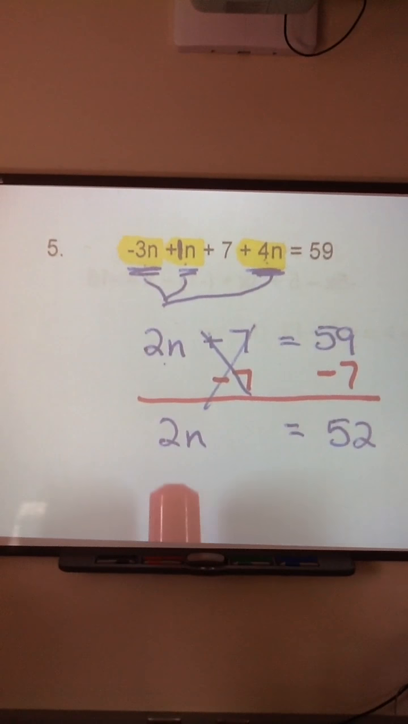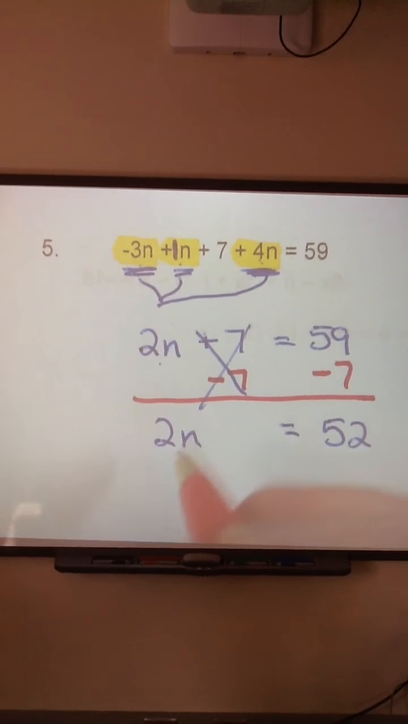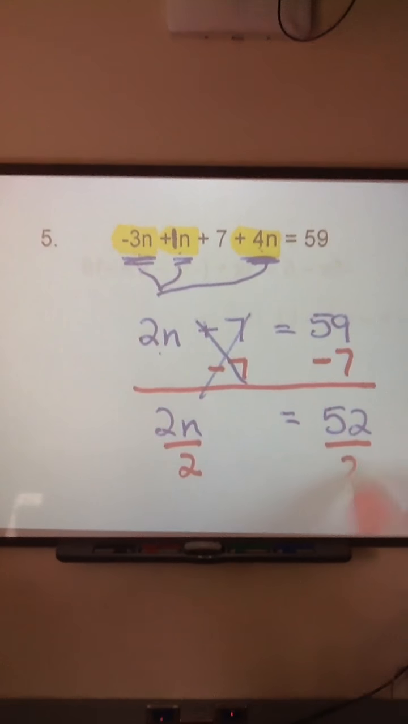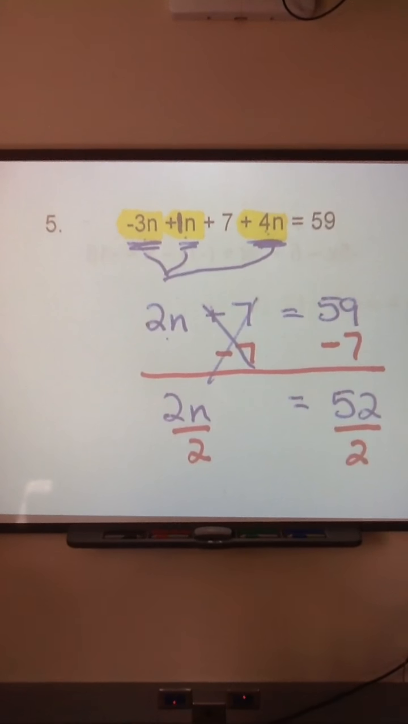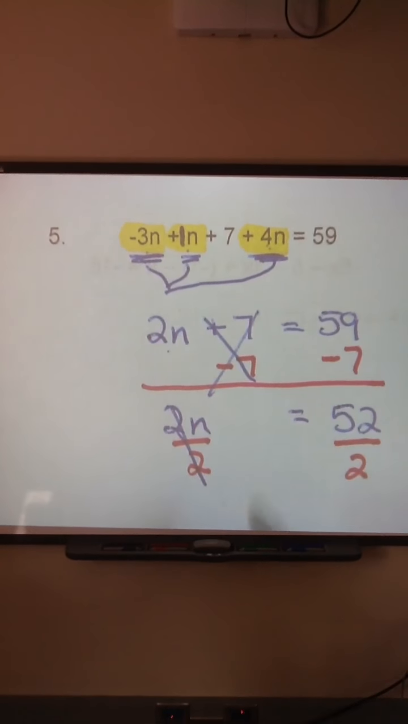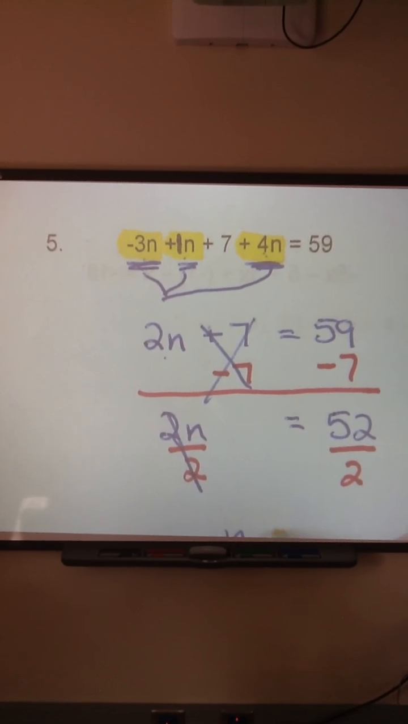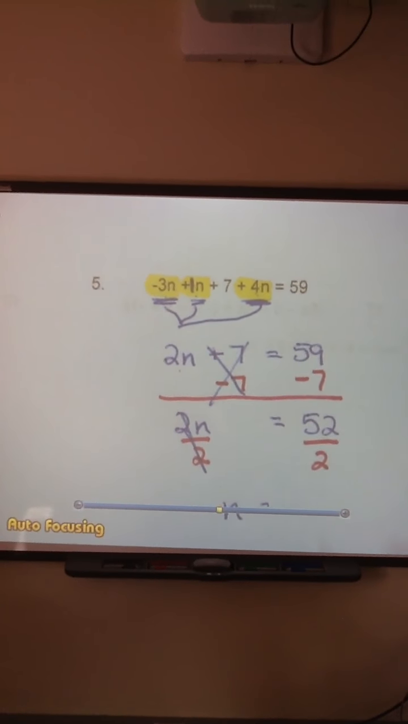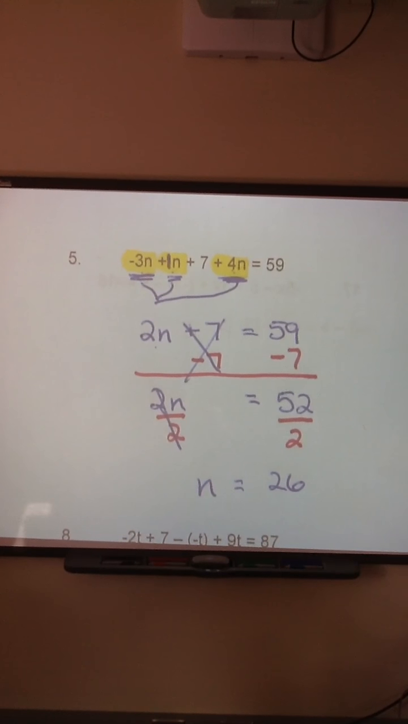Then we would undo the multiplication by 2 by dividing by 2. So we divide by 2 on the left, divide by 2 on the right. 2 divided by 2 is 1, so we get 1n, or just n. And 52 divided by 2 would be 26. And that is how we would solve a problem like number 5.